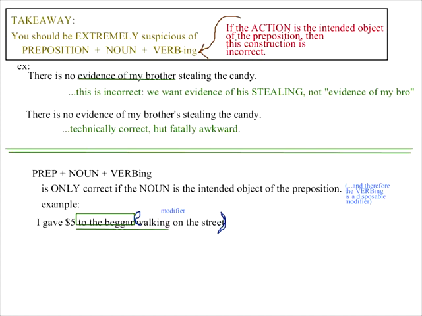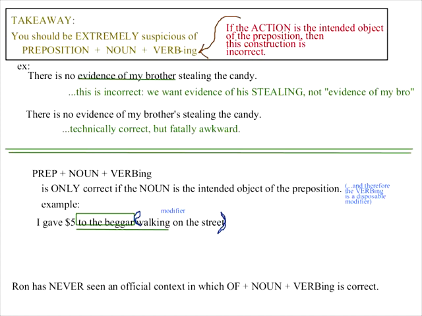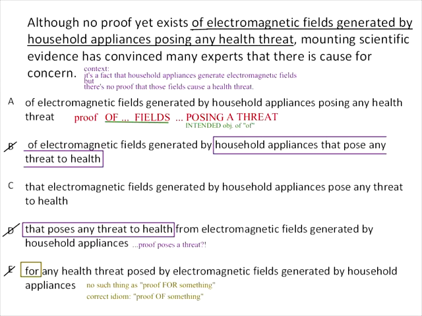But if the verb-ing is an actually necessary part of this prepositional phrase, then it's wrong. So especially if it's of plus noun plus verb-ing, I've never seen a context in which that is actually correct. Ron has never seen an official context in which of plus noun plus verb-ing is correct. So if this is an of, from what I've seen, it's probably never going to be right. Now, you should still do this sort of analysis to it. But this is the most common example. In fact, that's what happens in this problem. And it doesn't work.